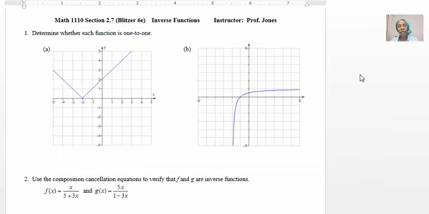So let's take a look at these two graphs, both graphs of a function, and we want to determine whether or not the function is a one-to-one function. Now remember, if there's just one horizontal line which touches the graph in more than one place, then the function is not a one-to-one function.